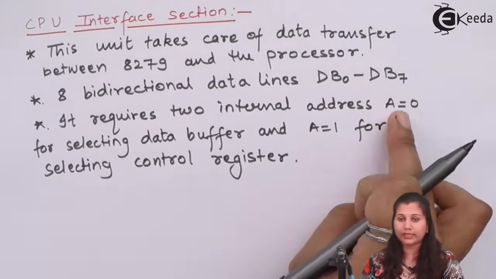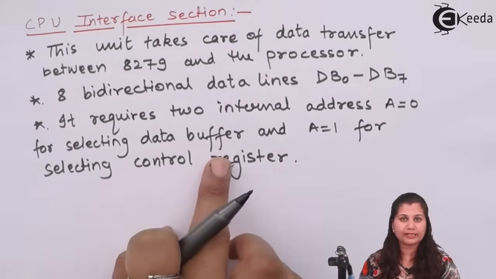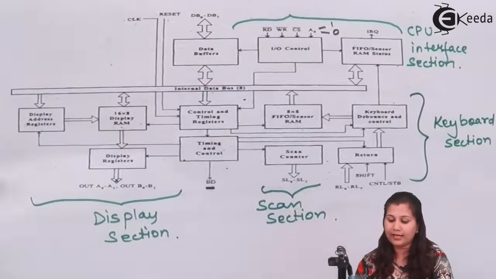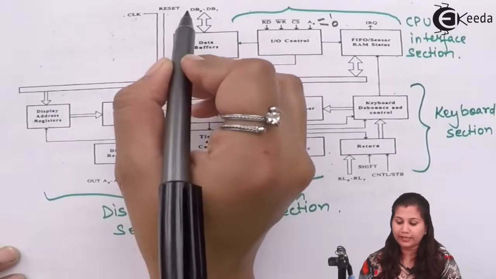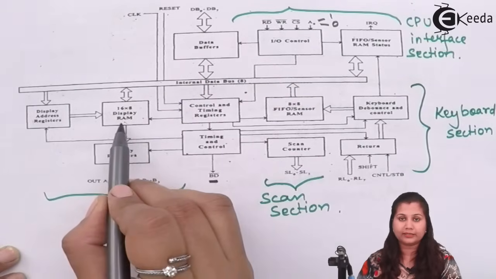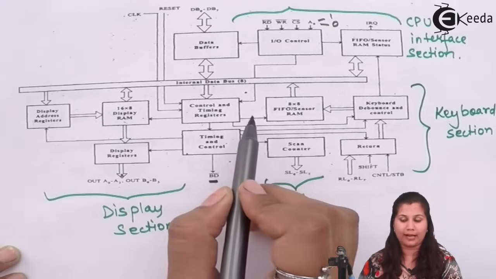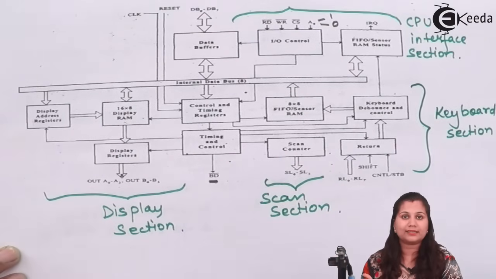Now when A0 equals 0, then the data bus buffer is selected. It means that the data which is available on this data bus is the data which is to be written in either the display RAM or the FIFO sensor RAM. It means it contains the data.